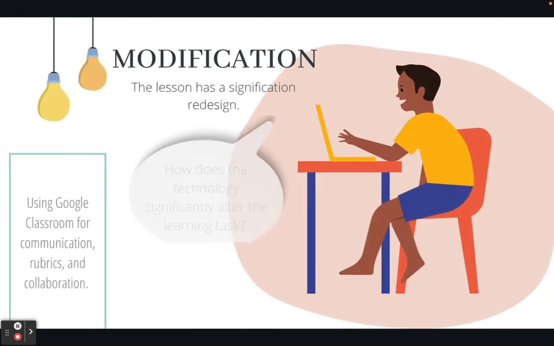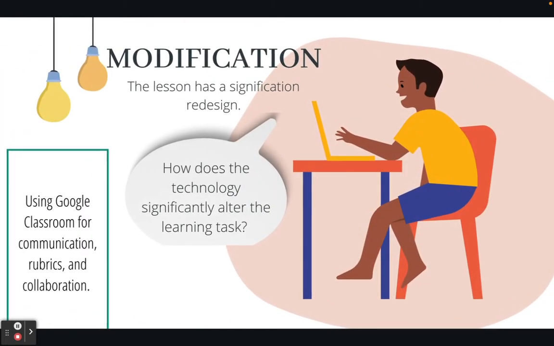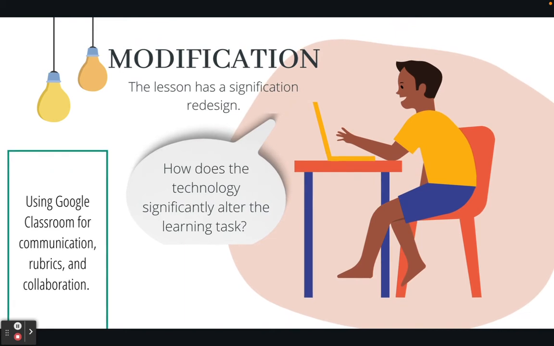Modification. The lesson has significant redefinition. So, how does the technology significantly alter the learning task? A lot of this can be with communication and collaboration. How can you use those tools within Google, even to have more collaboration? And I've done some 10-minute PDs on feedback using Google Comments or using the editing versus suggesting mode.